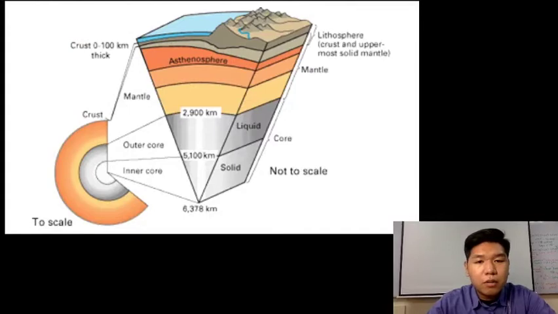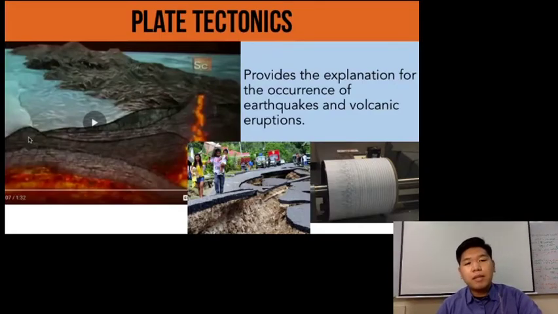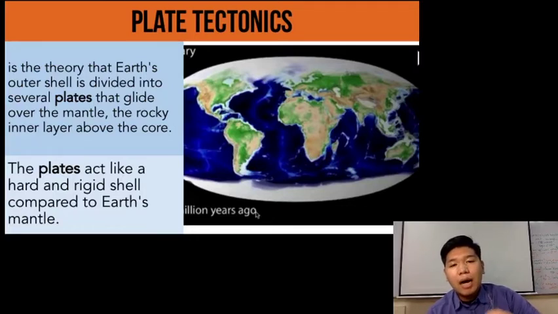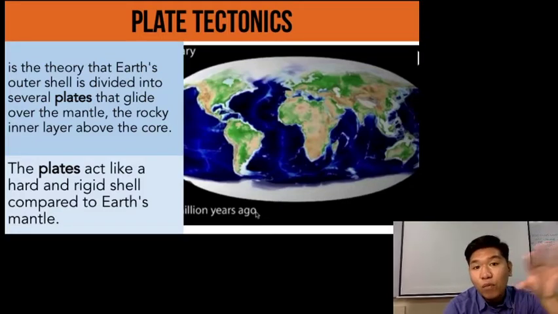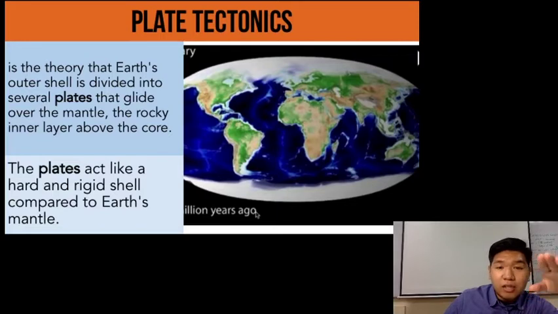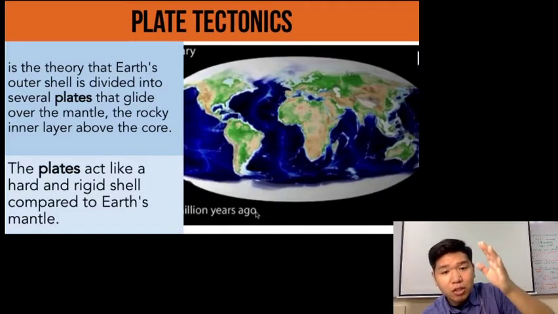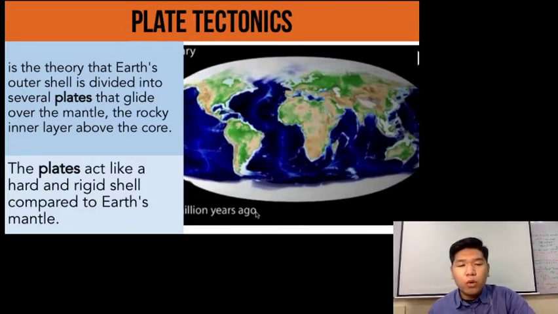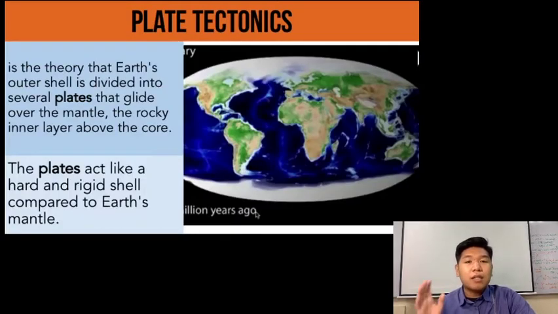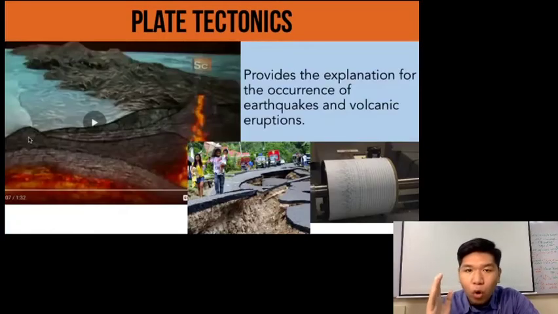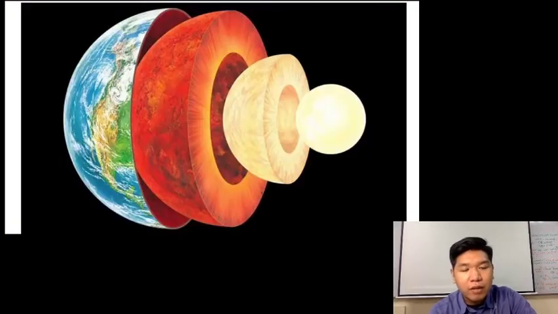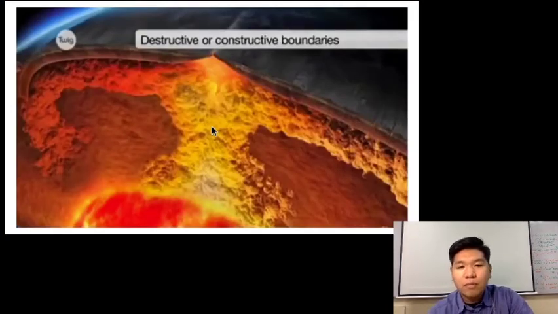Let's just quickly go to that. We discussed plate tectonics, and that plate tectonics is one of the main theories that our outer shell is divided into several plates, such as the tectonic plates, and then they glide over the mantle. Okay, you saw the gliding action a while ago from our illustration, and the plate acts like a rigid and hard shell compared to the Earth's mantle. We also discussed that the Earth's mantle is not liquid but is solid yet fluid. It flows, just like in the very famous animation that we have over here.